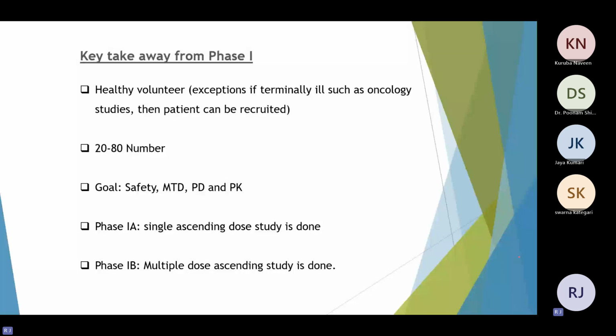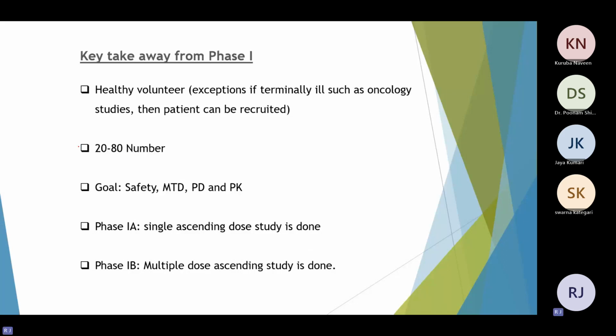In those kinds of trials where very toxic drugs are tested, we generally prefer to use patients instead of healthy volunteers. But whenever somebody asks you which type of subjects are recruited in phase 1, you have to say healthy volunteers are recruited. But there are a few exceptions if the trial is being done on terminally ill subjects. For example, in oncology studies, patients are recruited instead of healthy volunteers because drugs are generally cytotoxic.